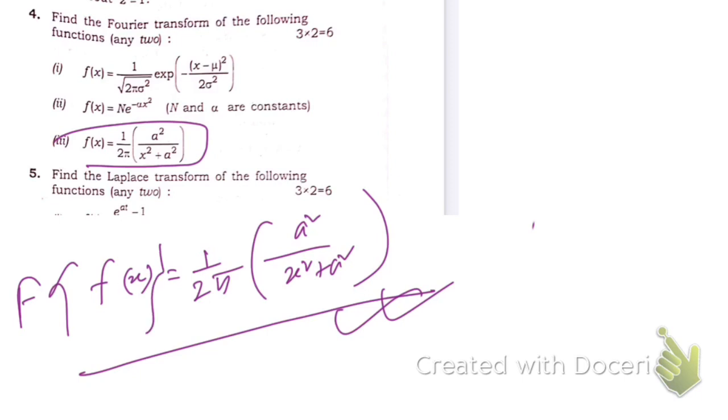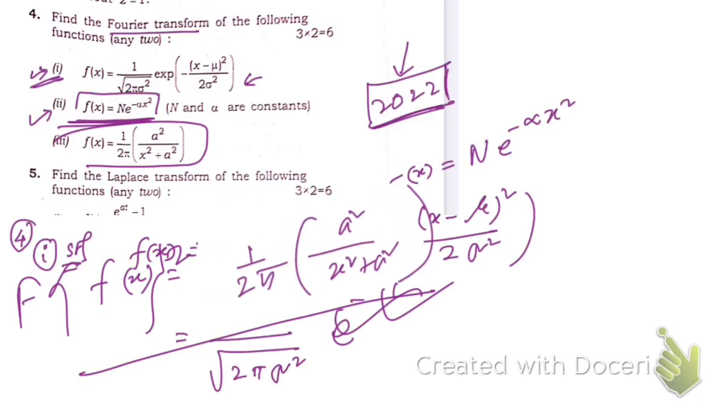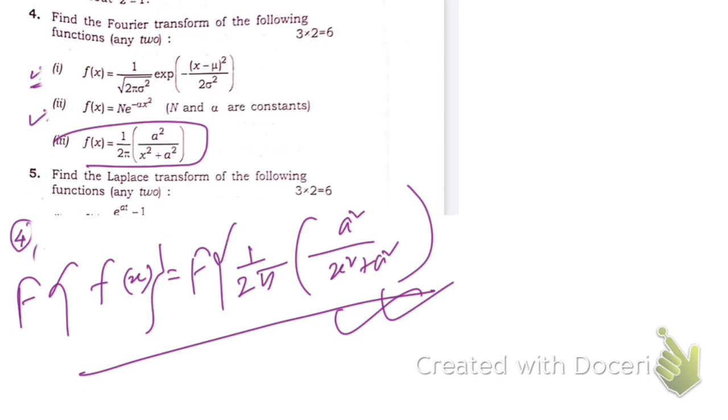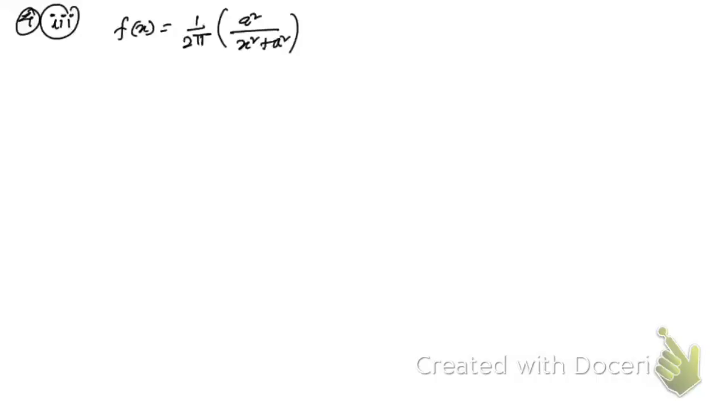We need to find a Fourier transformation of this function, right? Now let me show you. According to the definition, the Fourier transformation of a function f of x is given by the integration from minus infinity to plus infinity of f of x e to the power minus i s x dx. That's what we will have, right?